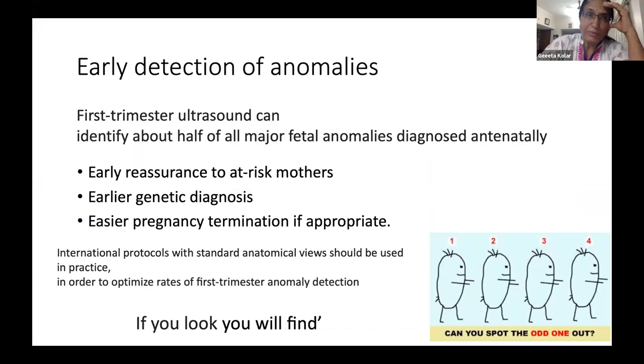If a patient has had an abnormality in a previous pregnancy, like anencephaly, you're able to give early reassurance to the at-risk mothers and say, yes, this baby does not have that problem. In case there are abnormalities like an omphalocele, you can exclude trisomy 18 and then give them a favorable prognosis. If the abnormality is fairly severe, you're able to give them an easier pregnancy termination. And again, if we follow the standard anatomical views that I mentioned, we should be able to pick up more and more abnormalities. Like I say, if you look, you may be able to find.